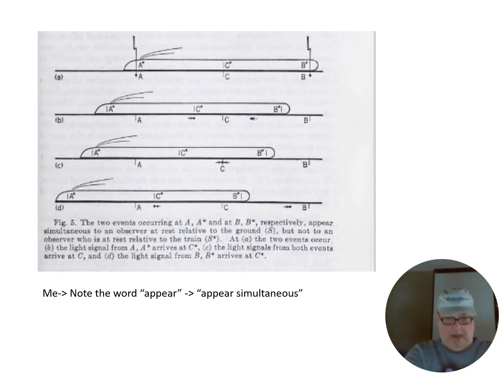And he gives an explanation of this, and you should note the word appears simultaneous, and that's according to a certain frame. So what we're talking about here seems to be appearance. The train is moving and you have the appearance according to Bergmann.